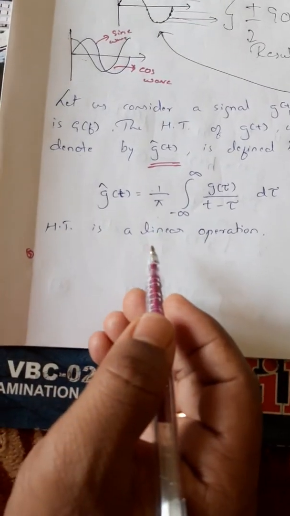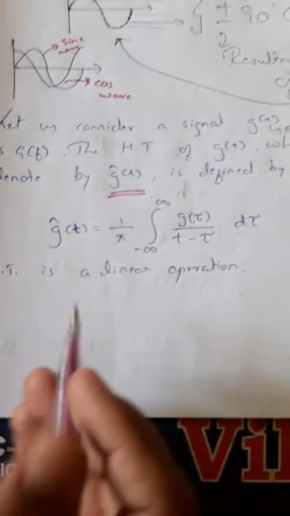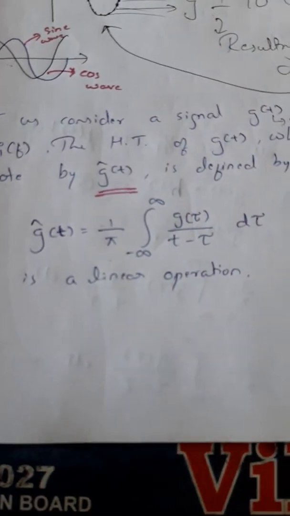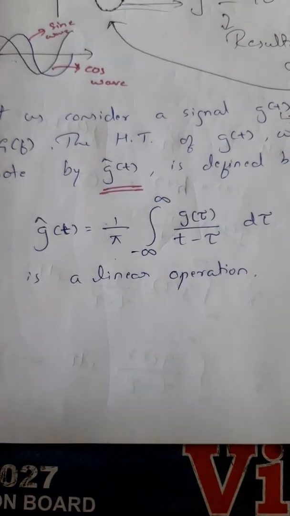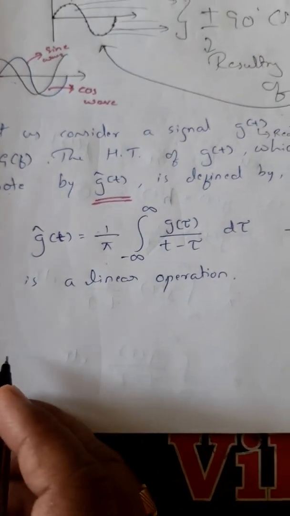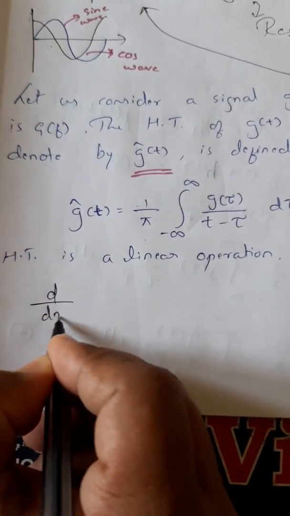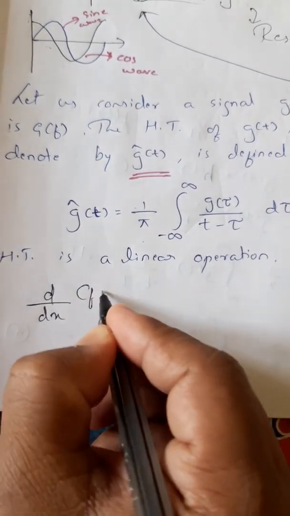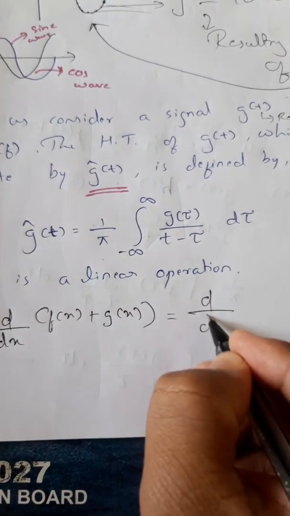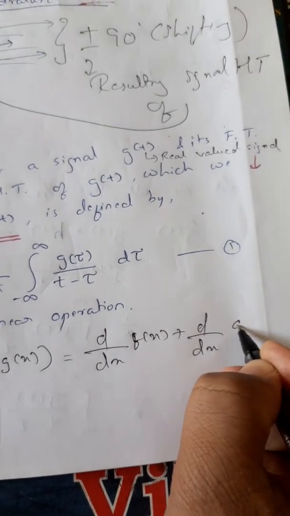So when I look at this equation, I'll say that the Hilbert transform equation is a linear operation. Now the question arises, what do you mean by a linear operation? You already studied linear signals, checking whether a given signal is linear or not. If you remember the differentiation property, differentiation of f of x plus g of x is equal to d by dx of f of x plus d by dx of g of x.